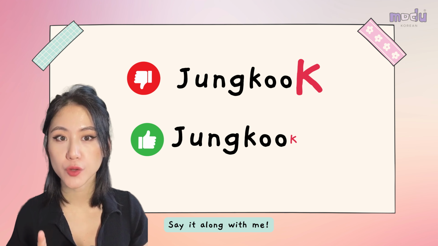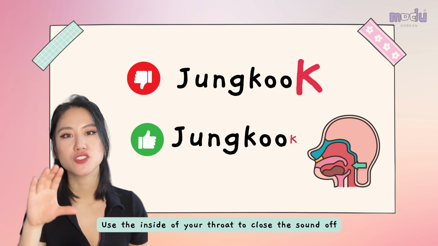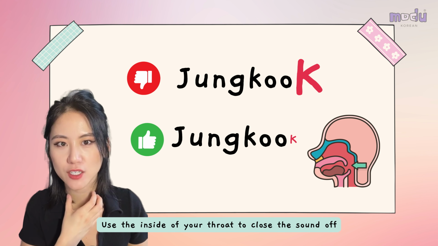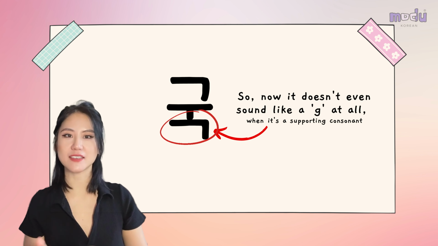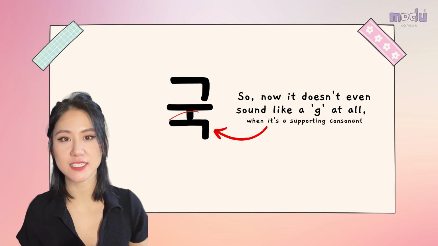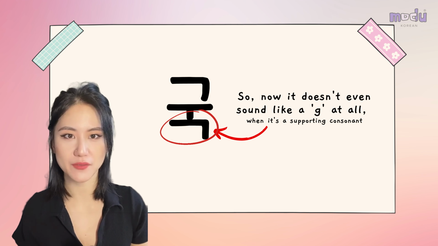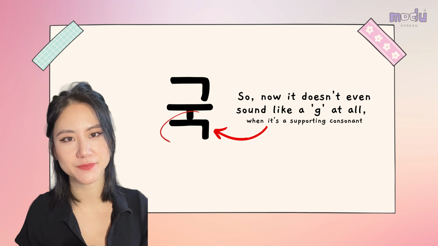Cook. And I basically use the inside of my throat to close that sound off. I'm not letting it come out. Cook. And so because of that, this G consonant, you can't even hear it at all. It doesn't even sound like a G whatsoever. And that is because we are chopping off that final sound.